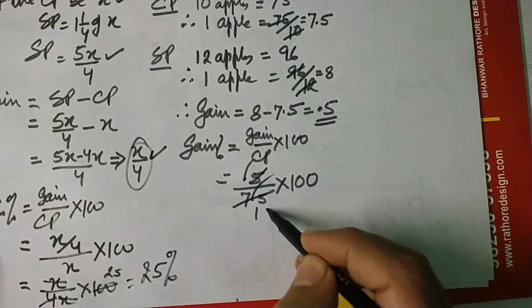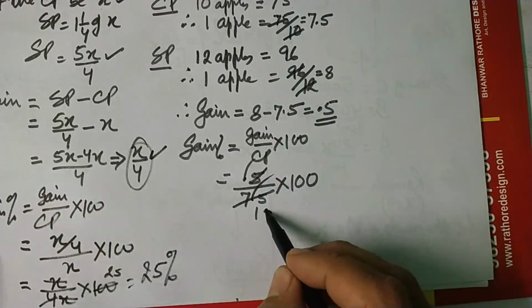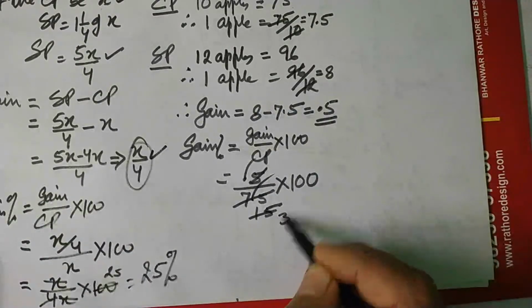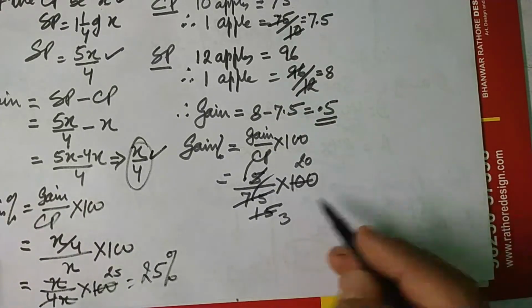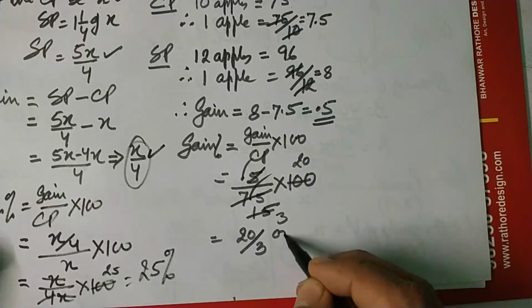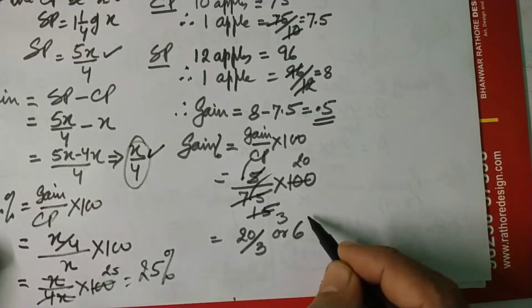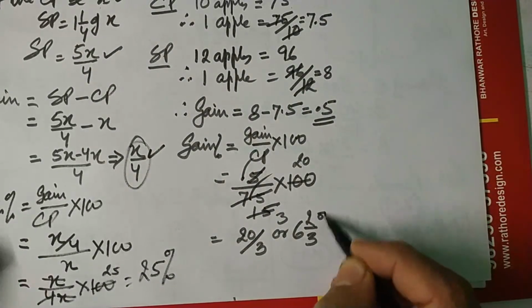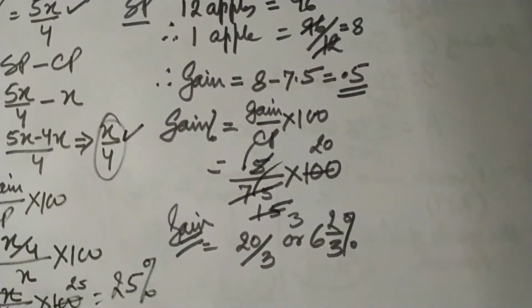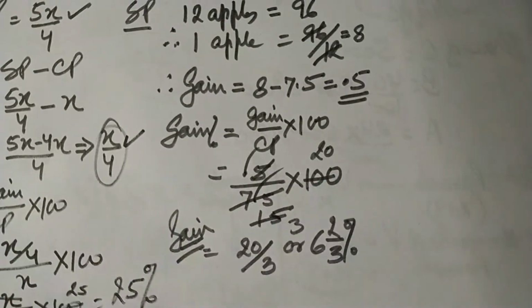So 5, 1 and 5, 5, 25. And when you divide it, it becomes 20 upon 3, which becomes 6 2 upon 3%. There is a gain of 6 2 upon 3%.